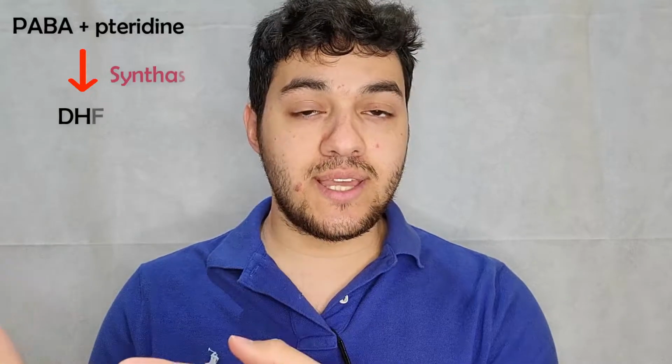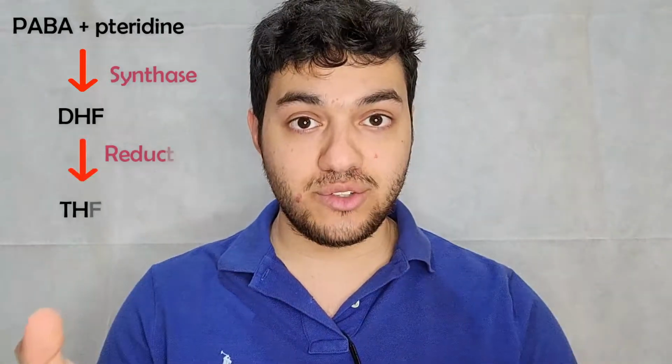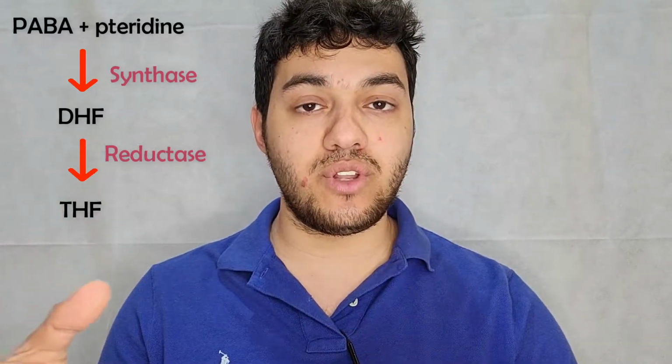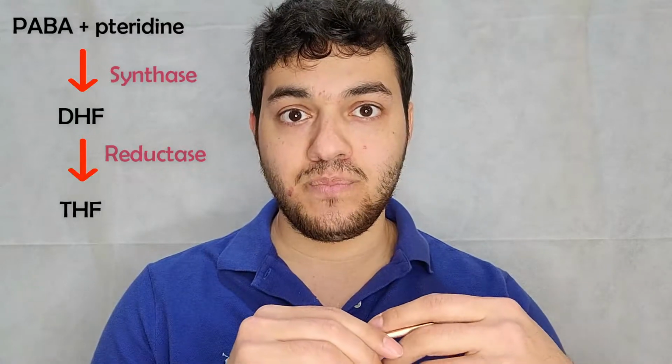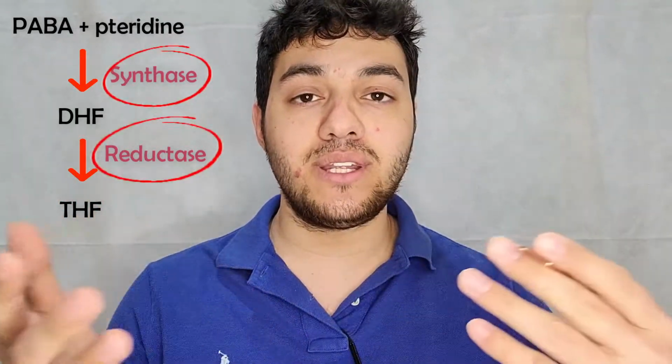The bacteria uses PABA with pteridine to make dihydrofolate using the enzyme synthase, and then it converts the dihydrofolate to tetrahydrofolate using the enzyme reductase, and then uses the tetrahydrofolate to make the bacterial DNA. Now we can block either the synthase or the reductase by folate inhibitors.